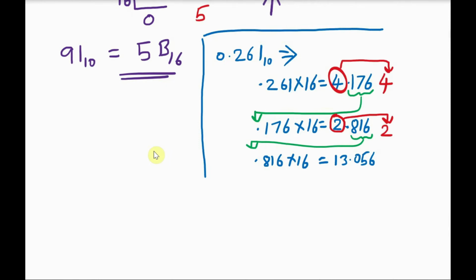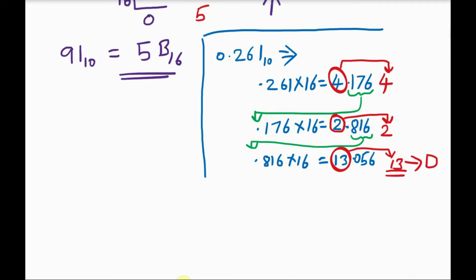So we have to again take this 13 to here. Actually, earlier I already told you 13 is not a hexadecimal number, so we have to convert this 13 to the corresponding hexadecimal. So 13 is D. 13 is D in hexadecimal. So this process will continue.